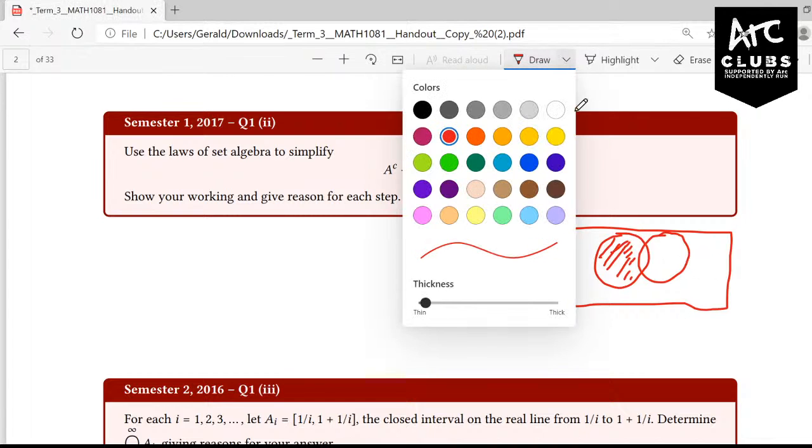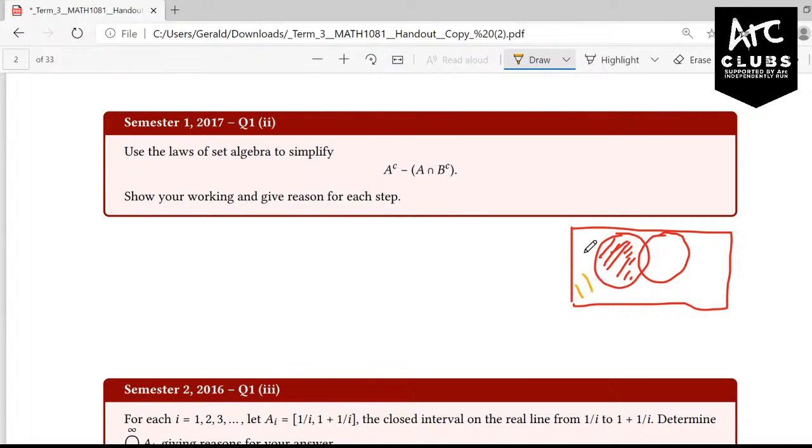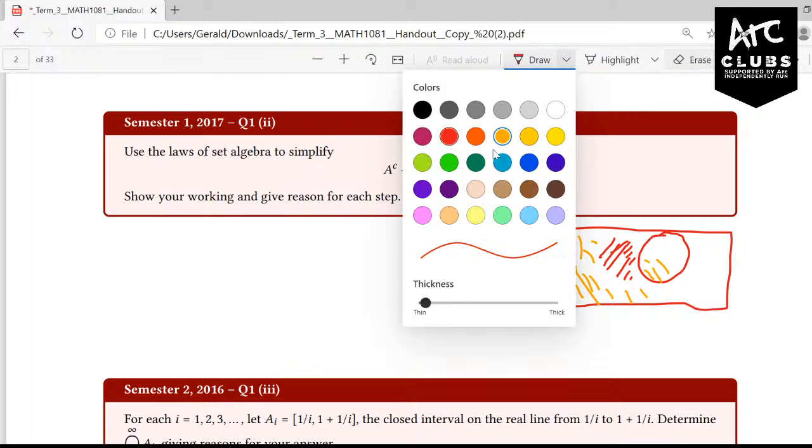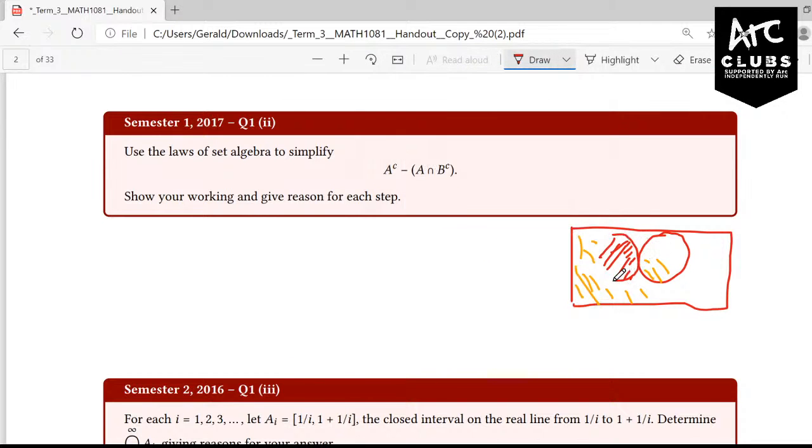And so what that means is your set difference is going to look like this, pretty much everywhere else, including here. Oh, it's not there. I will redraw this. Should be something like that.